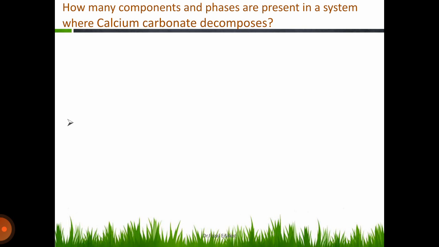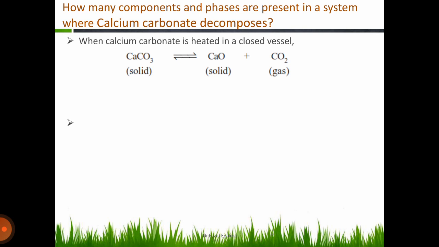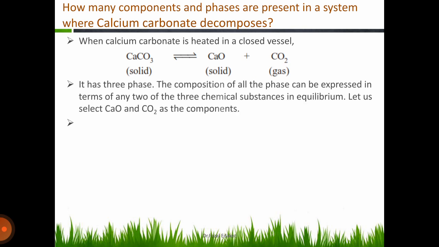How many components and phases are present in a system where calcium carbonate decomposes? If you recall, how many phases are there? 3 phases are there, right? When calcium carbonate is heated in a closed vessel, you will have this equation. So C is equal to N minus E. So totally how many components are there? 3 components are there. Sorry, 3 substances are there. So it has 3 phases.